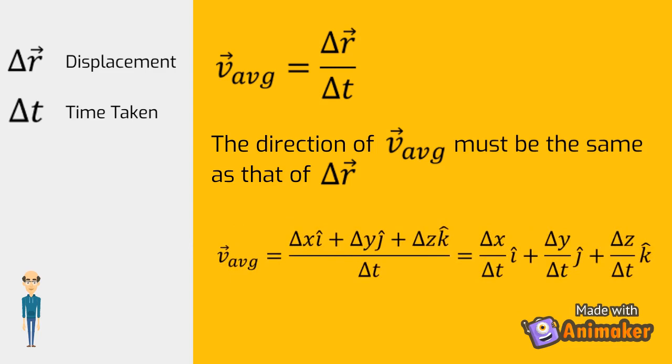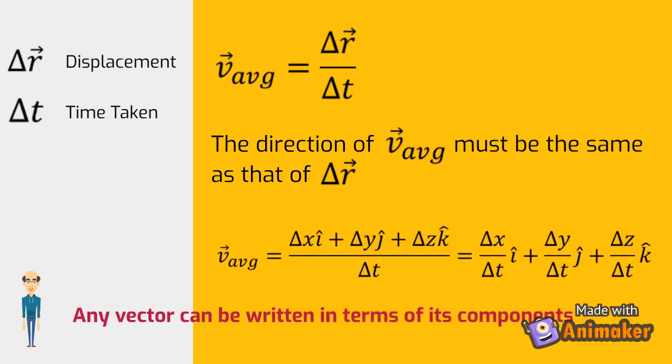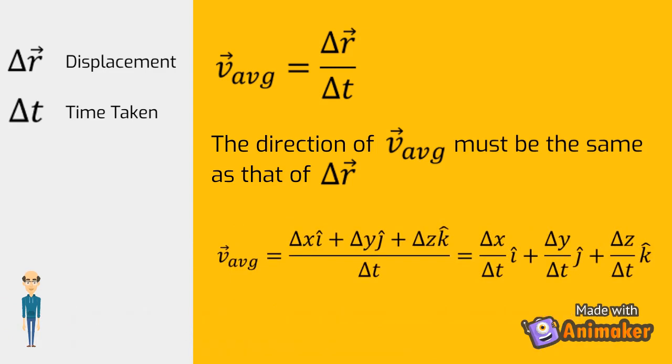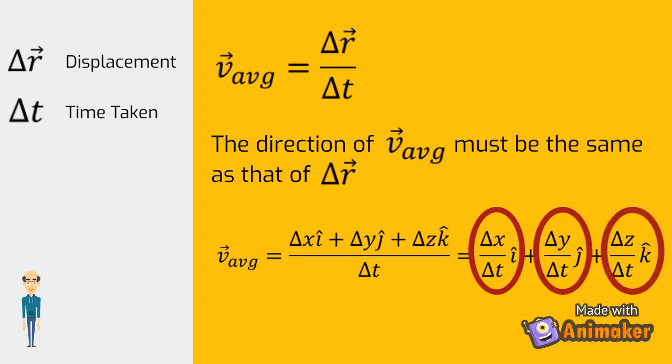We know that any vector can be written in terms of its components, which can be tagged along with the respective unit vectors. So if we do that with the vector delta r here, we can write this equation as v average equal to delta x by delta t i hat plus delta y by delta t j hat plus delta z by delta t k hat, which means that the average velocity has components delta x by delta t along x-axis, delta y by delta t along y-axis, and delta z by delta t along z-axis.